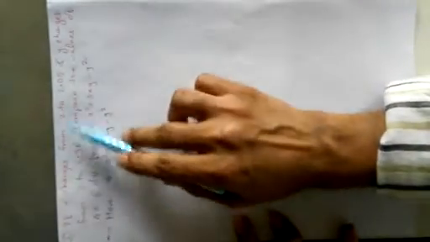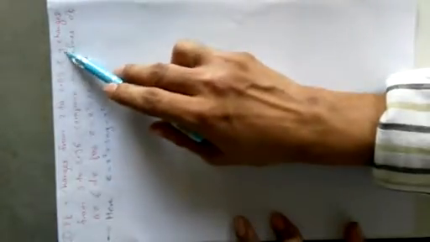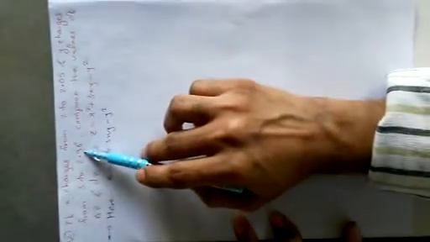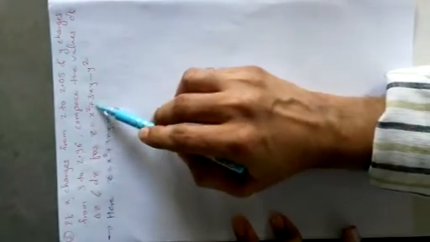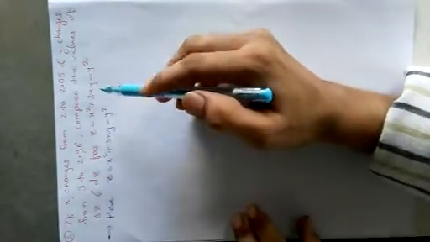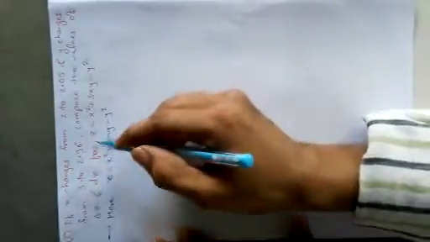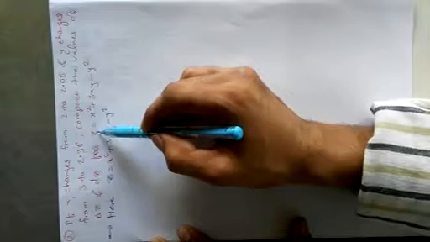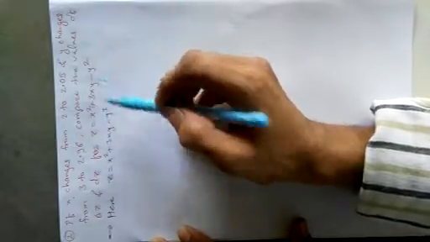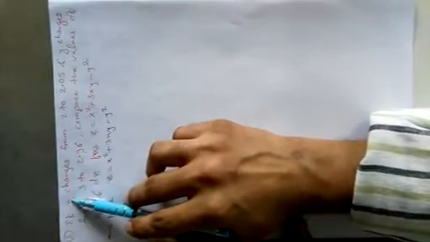Next example: if x changes from 2 to 2.05 and y changes from 3 to 2.96, compare the values of delta z and dz for z equal to x square plus 3xy minus y square. First, given is z is x square plus 3xy minus y square. Then the value of x changes from 2 to 2.05.